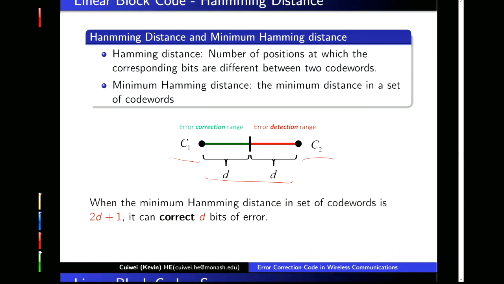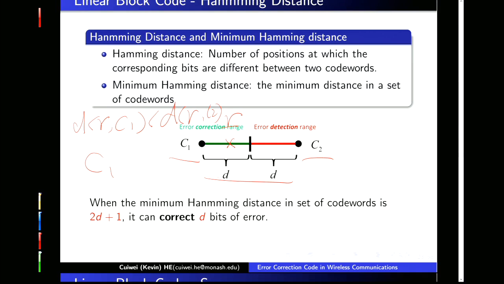For instance, C1 is transmitted, but what we received may not be what we transmitted. Maybe what we received is R. The Hamming distance between R and C1 is less than the Hamming distance between R and C2. In this case, because it is closer to C1, we assume that C1 was transmitted, even though we received R. So we can correct the error. That's how error correction works. When the minimum Hamming distance inside a code is 2D plus 1, it has the ability to correct D bits of error.